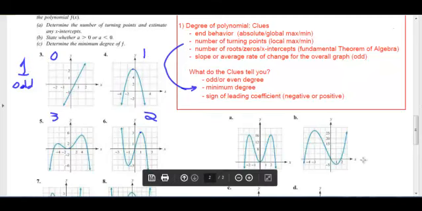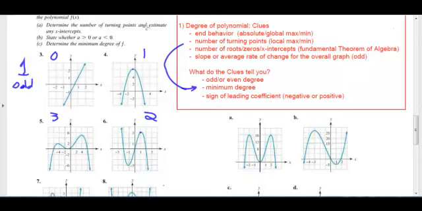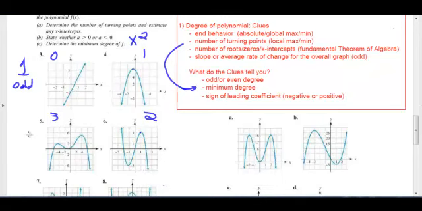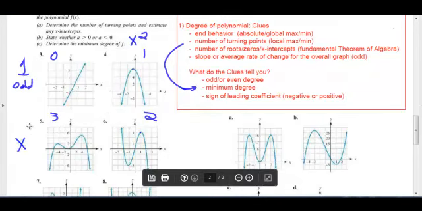This graph has one turning point, and it has to be even degree because the end behavior is the same. So if it's bigger than one turning point and it's even degree, the minimum degree has to be at least an x squared. Okay? This graph is, again, an even graph because the end behavior goes in the same direction. They both go down. It has three turning points. Well, the only even polynomial that's bigger than 3 would be, it has to be at least a minimum of an x to the 4.